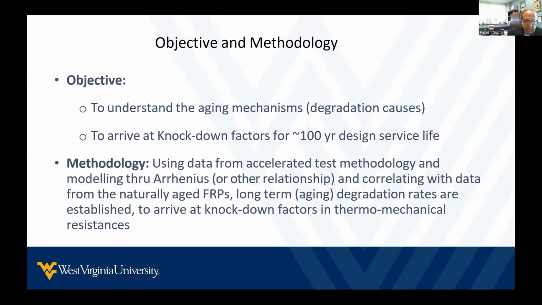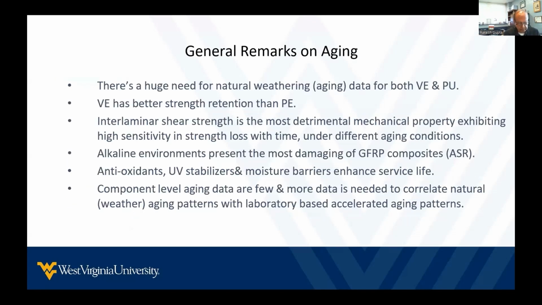For this, we need data on natural aging of FRPs so that we can come up with knockdown factors or safety factors. One wants reliable equations for time-dependent property changes as a function of temperature and humidity, for example. To validate these equations, there's a huge need for natural weathering data for both vinyl ester and polyurethanes so that we can predict long-term behavior.